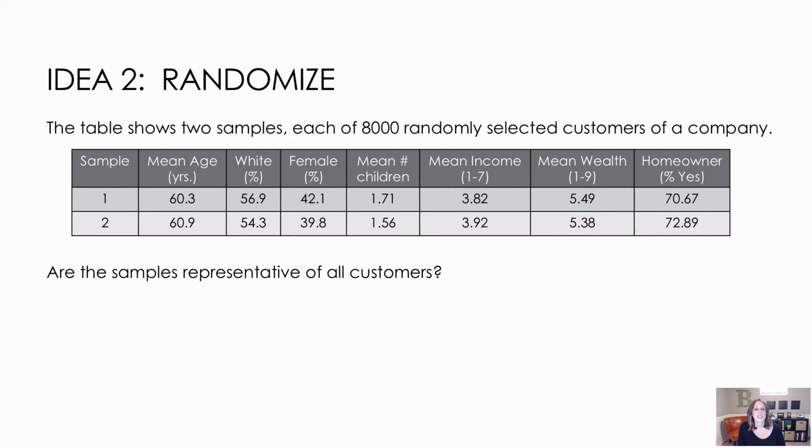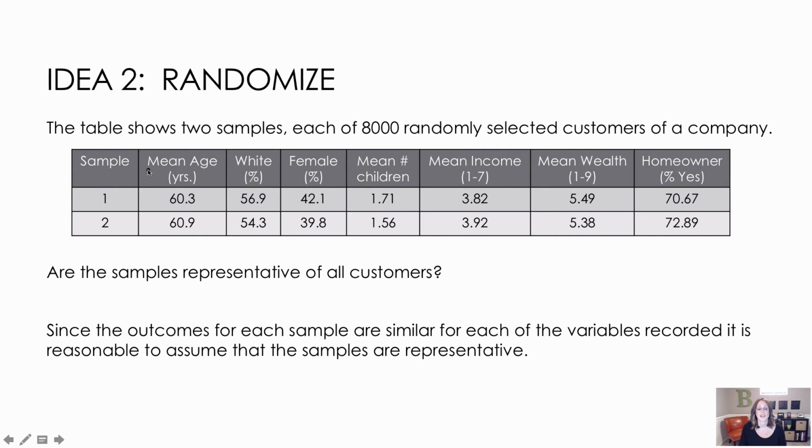Here's an example. I have a table here showing two different samples, each of 8,000 randomly selected customers of a company. The question is, do we feel the samples are representative of all of our customers? Well, here's what I'm looking at. The mean age, the percent of white, female, children, etc., all of these values are pretty similar to one another, which means I feel fairly confident that the samples I chose are probably representative of all customers because I got the same values.